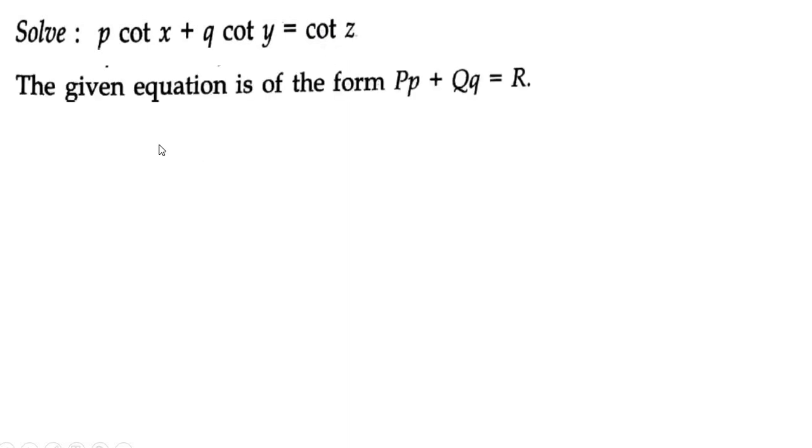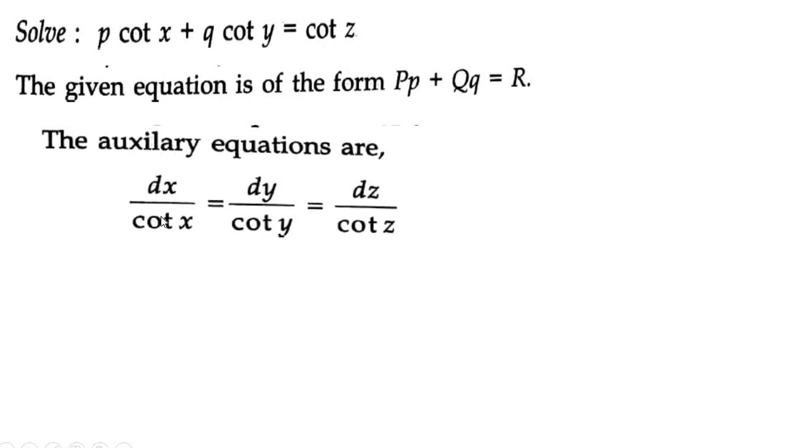So write its auxiliary equation: dx by cot x equal to dy by cot y equal to dz by cot z. This is not capital P, this is small p and small q. So what will be capital P when you compare it with the general form? Capital P is cot x, in the place of capital Q you have cot y, in the place of capital R you have cot z. So write its auxiliary equation, then compare the first and the second term. So what do you get?